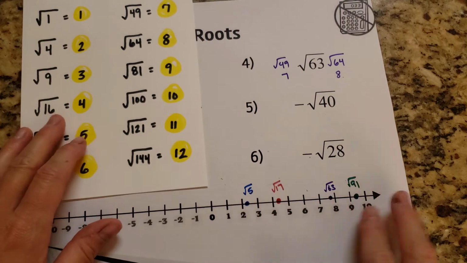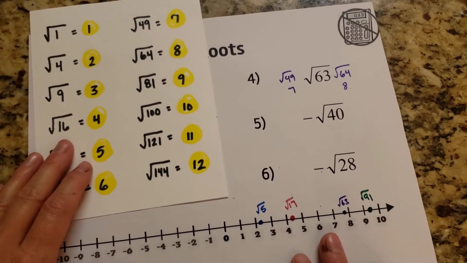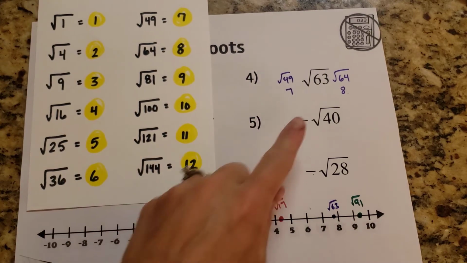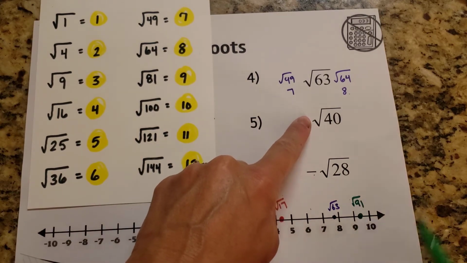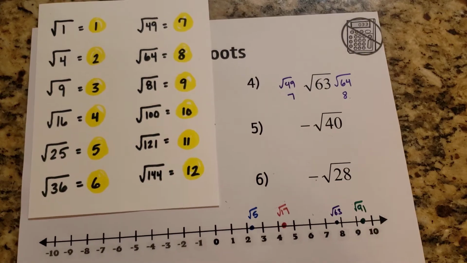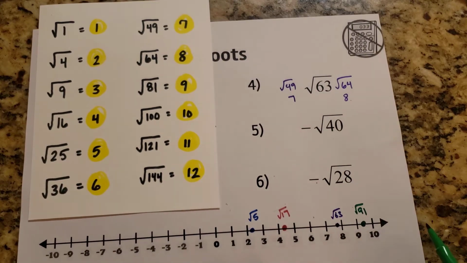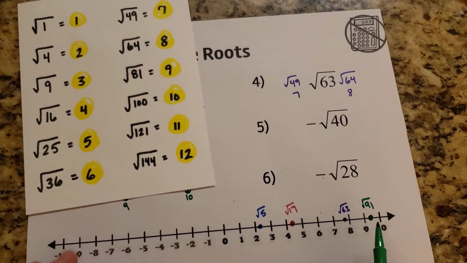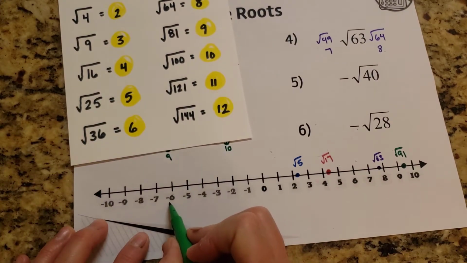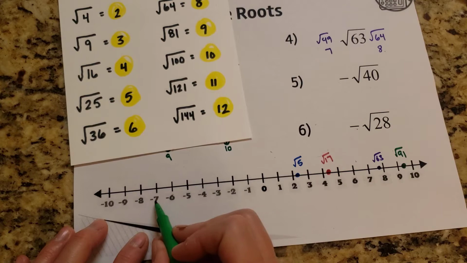All right, so positives, got them done. Now let's go to the negatives. Here we have negative square root of 40. So just take that negative sign off of it. Just think square root of 40. What's that going to be in between? Well, you know it's going to be in between square root of 36 and square root of 49. Well, square root of 36, that's right here, 6 times 6. And square root of 49 is right here, 7 times 7.